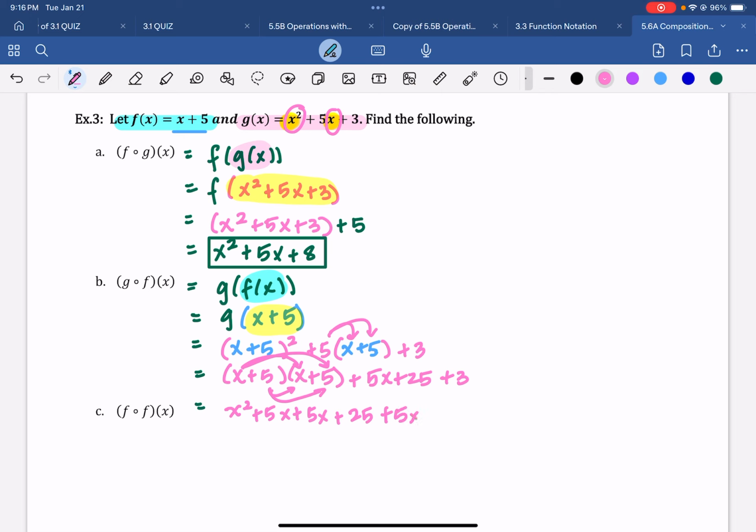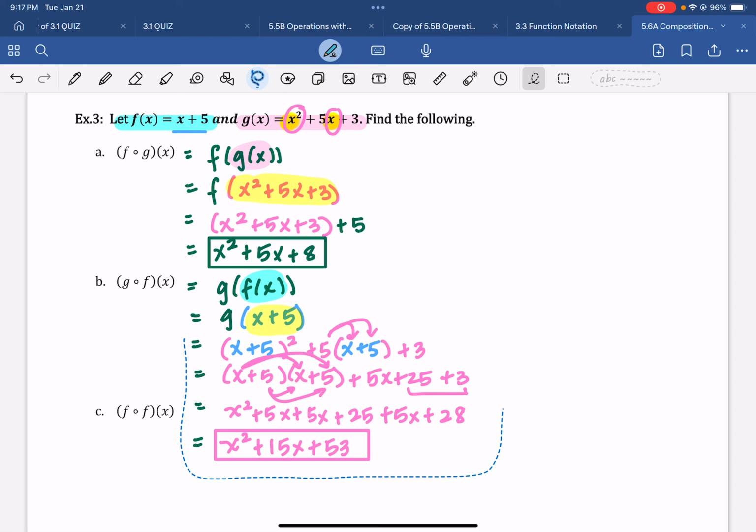And then bringing this 5x down, we can combine these like terms in the back. And finally, we combine all the like terms. Make sure your final answer is in standard form, highest exponent to lowest. So we got this guy, x squared. Then we've got 5x, 5x, and 5x. That gets me 15x. And then I've got 25 and 28, which makes 53. So after all that, g circle f of x, or g of f of x, turned out to be x squared plus 15x plus 53.